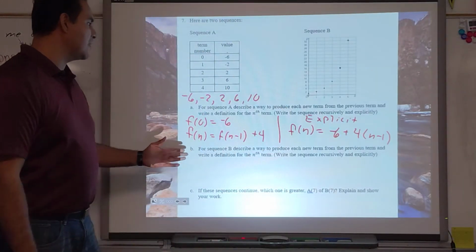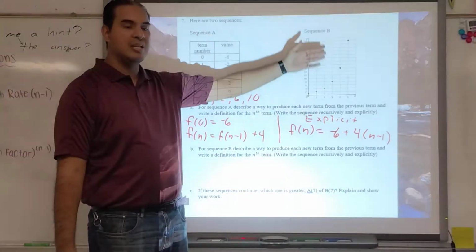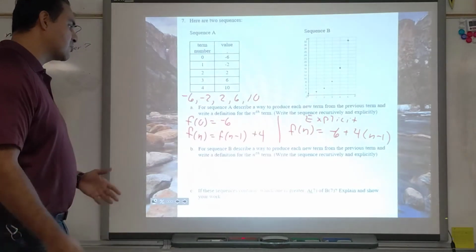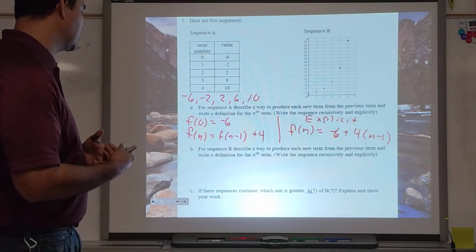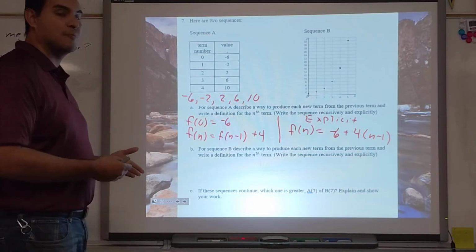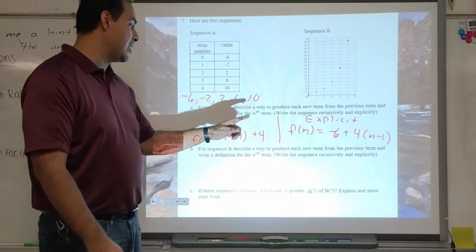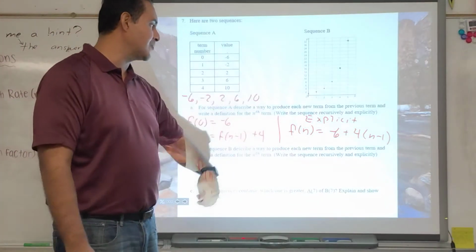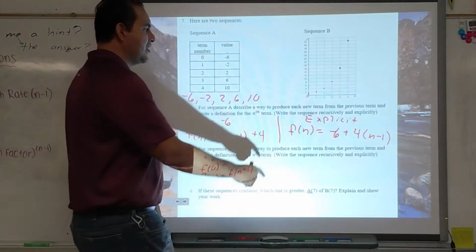Moving on to part B. Now part B is going to ask about sequence B. For sequence B, describe a way to produce each new term from the previous term and write the definition for the nth term. Again, we're being asked to find this sequence recursively and explicitly. But what's the sequence?